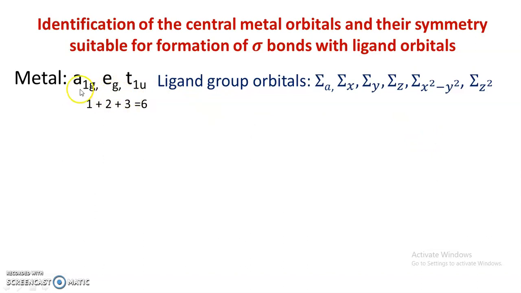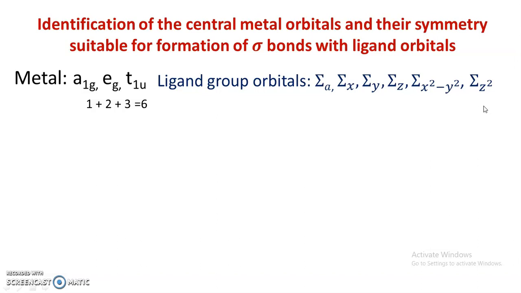6 metal orbitals, that is A1G, EG and T1U, and these ligand group orbitals, that is summation A, summation x, summation y, summation z, summation x square minus y square and summation z square. These are also involved in the process of formation of sigma bond. Now the 6 metal orbitals and corresponding 6 matching ligand group orbitals, we are going to see which are the matching ligand group orbitals corresponding to the 6 metal orbitals.